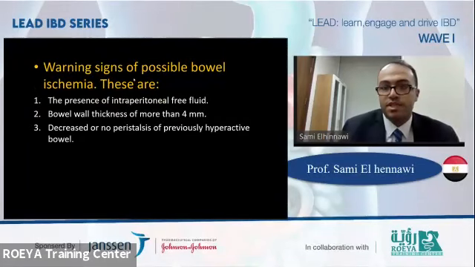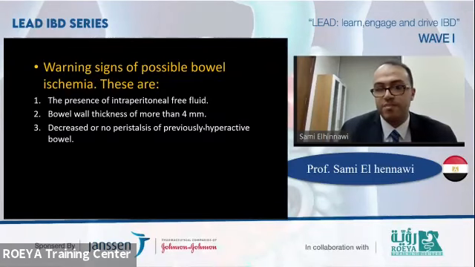There are warning signs in small bowel obstruction we should keep in mind, which is the presence or absence of thick fluid. If the bowel wall thickness is more than 4 millimeters, it's a warning sign of bowel ischemia, and decreased peristalsis, or peristalsis in a previously hyperactive bowel.